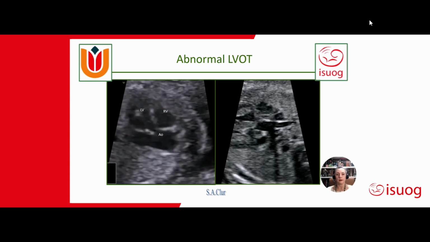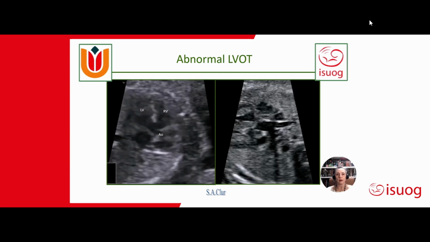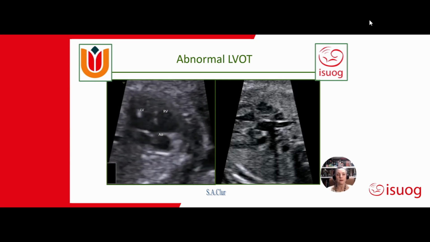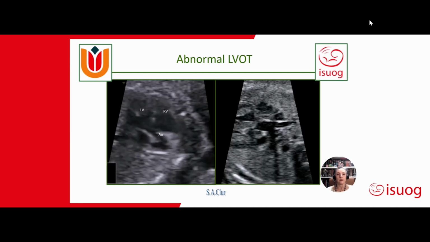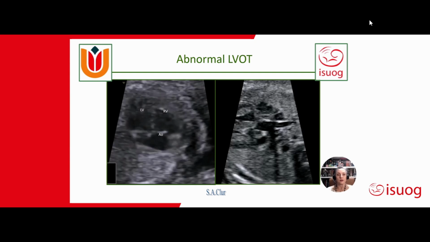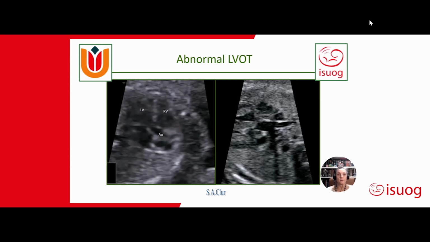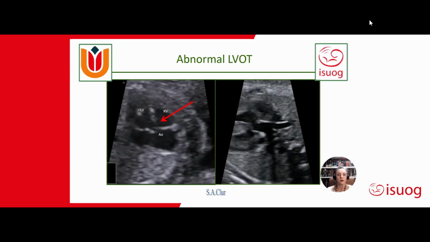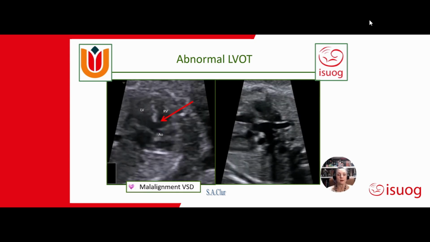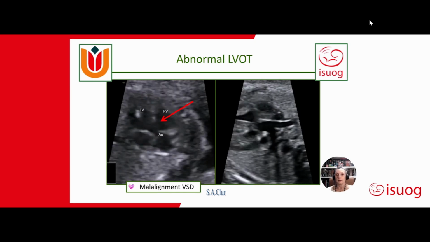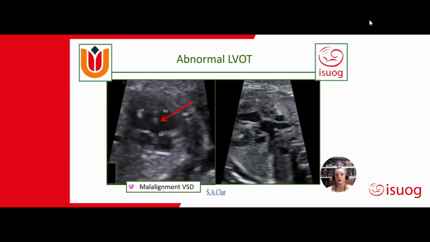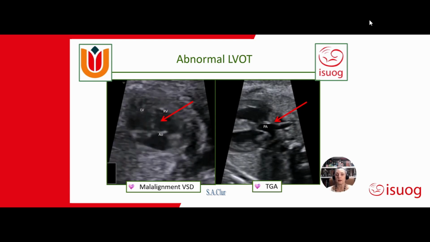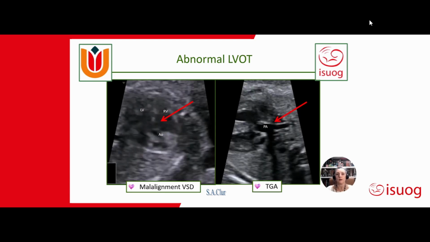In these two cases, abnormal left ventricular outflow tracts are shown. If we look at the video on the left side, we can see that there is a loss of continuity between the interventricular septum and the posterior wall of the aorta. So in this case, we have a malalignment ventricular septal defect. On the right, you will see that the left ventricle continues into a vessel that splits into two. That is a pulmonary artery. So in this case, we have transposition of the great arteries.